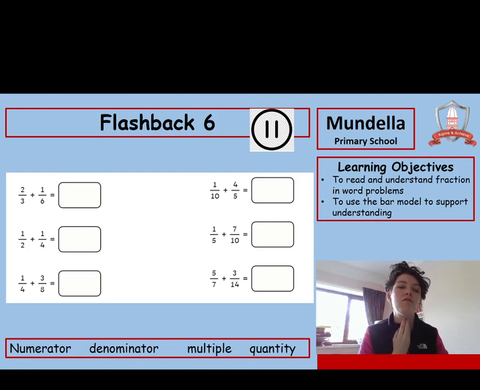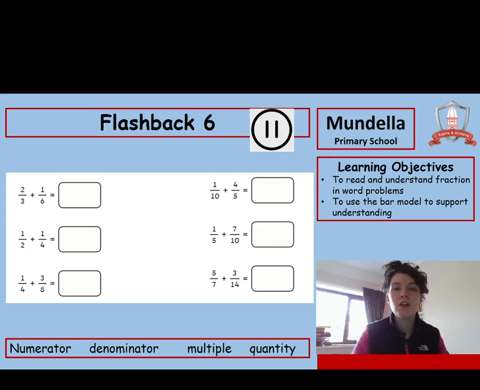So Flashback 6 today, I'm asking you to add these fractions which have different denominators. I wonder whether you've noticed something quite special about the denominators that you're adding together. That's right, they are multiples of the same number, so that makes it a little bit more straightforward for finding a common denominator. So you need to find the lowest common multiple for the denominators and then crack on. If you need to draw a bar model to help you with these questions, please do so. Pause the video now to have a go at these questions.